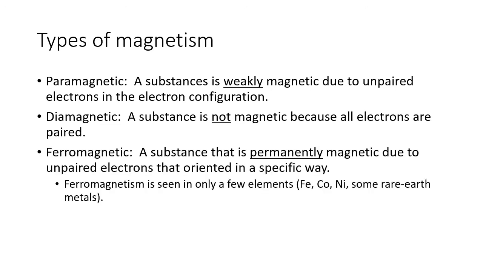The third category is ferromagnetism, and this is a substance that is permanently magnetic due to unpaired electrons that are oriented in a specific way. This obviously can sometimes be undone by heating up a magnet of this type, but again, it's something that is specific. And so ferromagnetism is only seen in a few elements. Iron, cobalt, and nickel are 3 examples, and then some of the rare earth metals that are in the lanthanide series are also ferromagnetic. Those are things that if we wanted to know, we would have to look up or memorize.